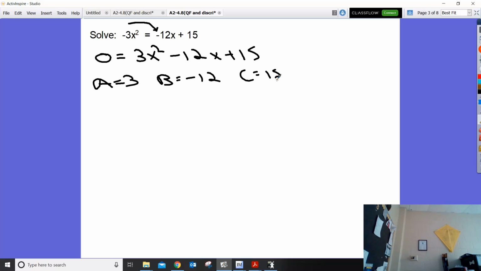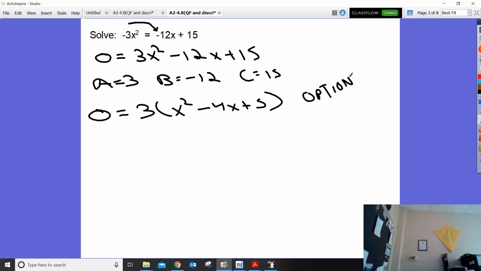Oh, hold on. There's something I want to do. See those numbers? They're big. This one's kind of got an ugly radical in it. Devin made a suggestion here. I'm glad he did. He suggested pulling out 3 because 3, 12, and 15 are all divisible by what? 3. Now, this is optional, but what it does is it makes it easier to work with. That's why you do it.